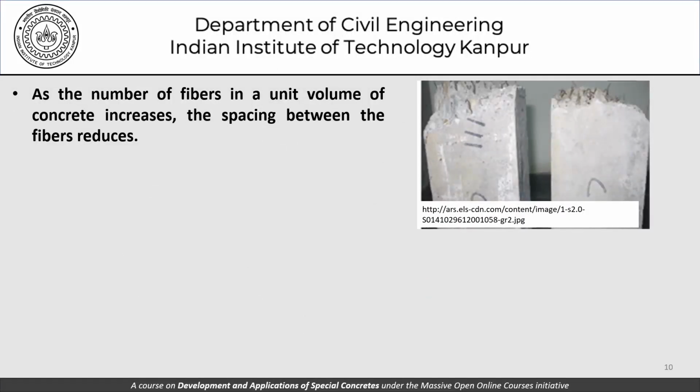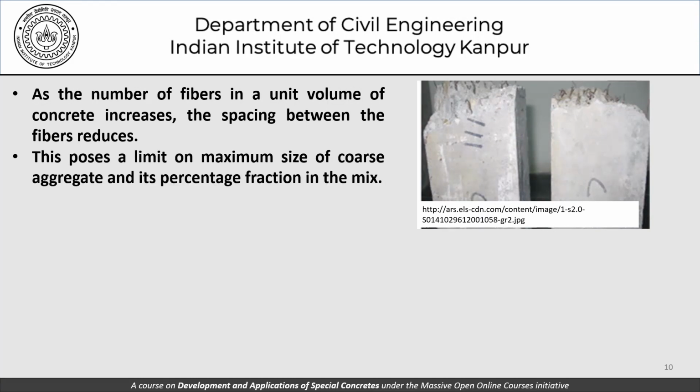As the number of fibers in a unit volume of concrete increases, the spacing between them reduces, and this poses a limit on the maximum size of coarse aggregate and its percentage fraction in the mix. What we have not done as far as this exercise is concerned here is trying to relate the volume of fibers to the number of fibers. Because at the end of it, when you look at a picture like this, one obvious question that you will have in mind is that, okay, for a given cross-sectional area here, because this could be a cross-sectional area, for a given cross-sectional area, how many fibers do we see sticking out?